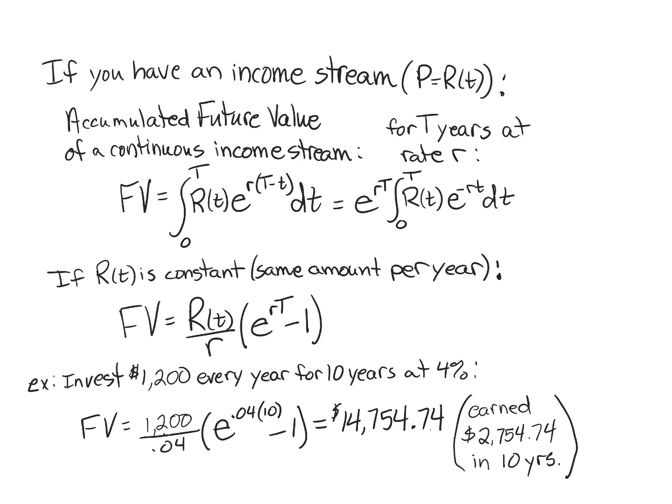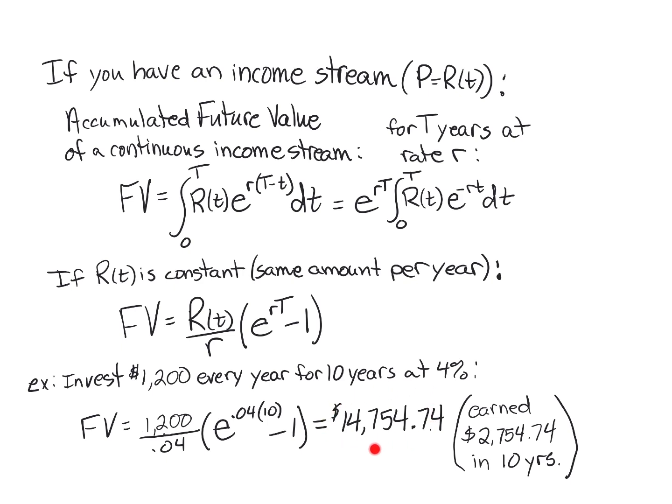If r of t is a constant, then you integrate and evaluate and you get this right here. So if you're just depositing, say, $10,000 a year, you're just going to plug that number in, divided by your interest rate times e to the interest rate times the number of years minus 1. And you can just plug and chug numbers into that formula all day and get your answers. For example, if you're investing $12,000 every year for 10 years at 4%, there's your principal, or your yearly investment, divided by your rate, e to the rate times 10 years minus 1. It comes out to be this.